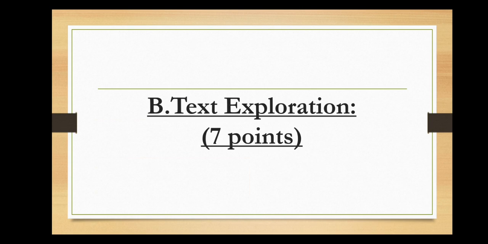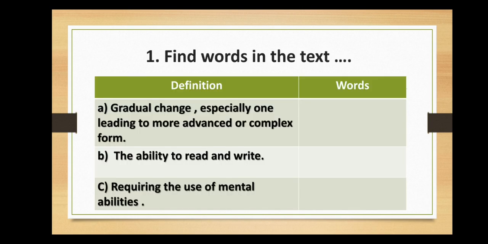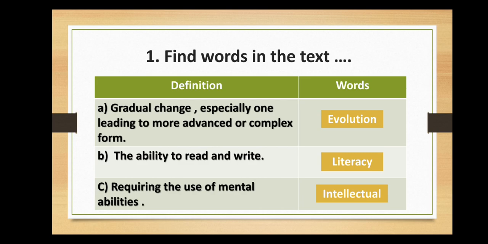Now we move on to Part B, text exploration. This part has 7 points. The first question, find words in the text whose definitions follow. Definition A, gradual change, especially one leading to more advanced or complex form. So, this definition refers to evolution. Definition B, the ability to read and write, refers to literacy. You find this word in paragraph 2. And finally, requiring the use of mental abilities refers to intellectual. You find this word in paragraph 4.